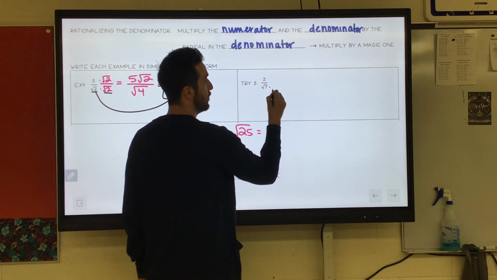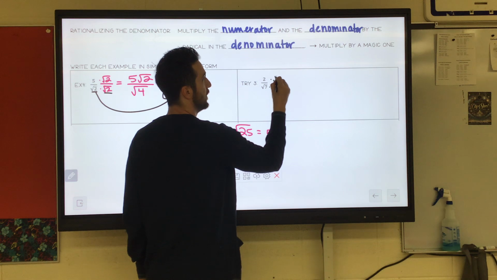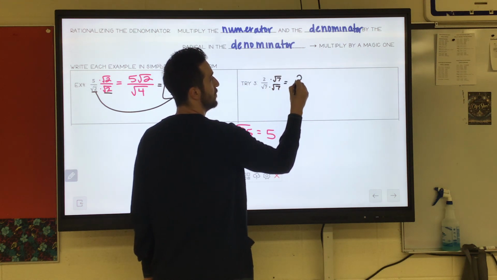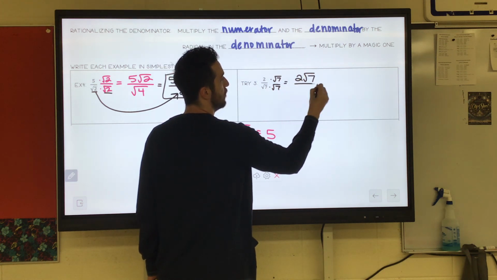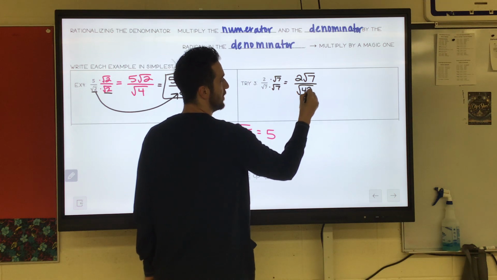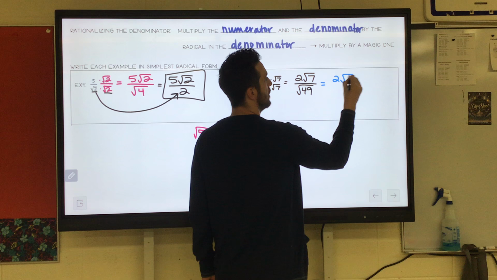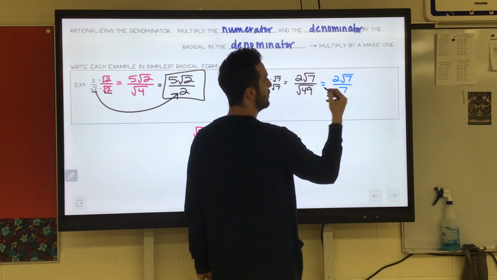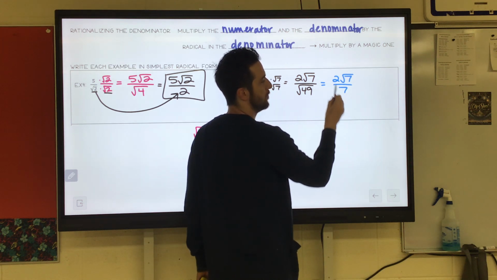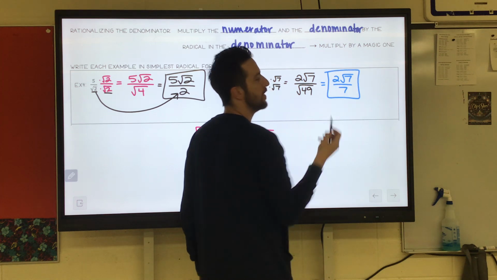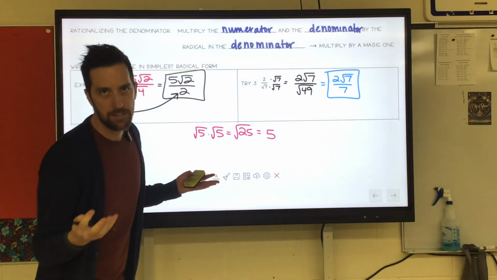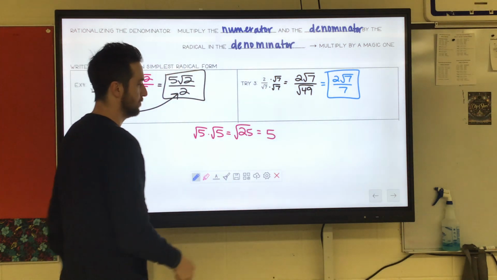We're going to multiply it by root 7. We also have to do that in the numerator. That will give us 2 root 7 over the square root of 49, and then the square root of 49 is 7. So 2 root 7 over 7. See if you can simplify the non-radical stuff. 2 over 7? Nope. So that would be it. Do they get trickier than that? You bet they do.